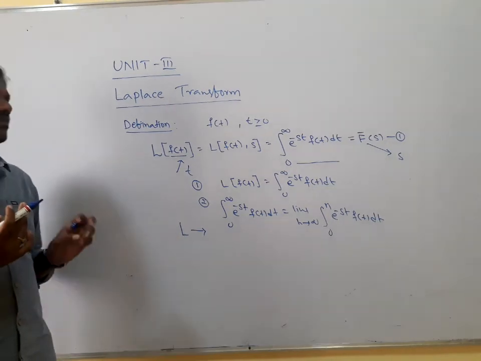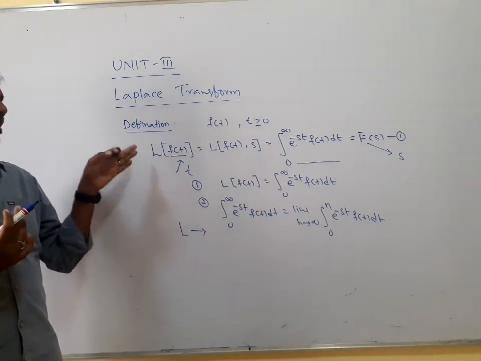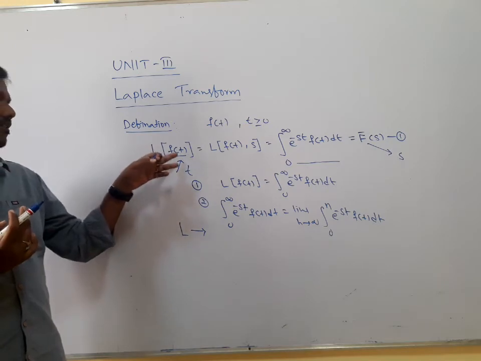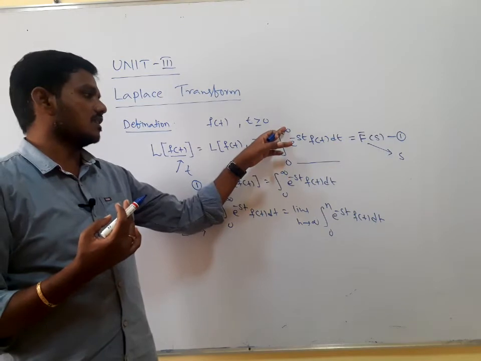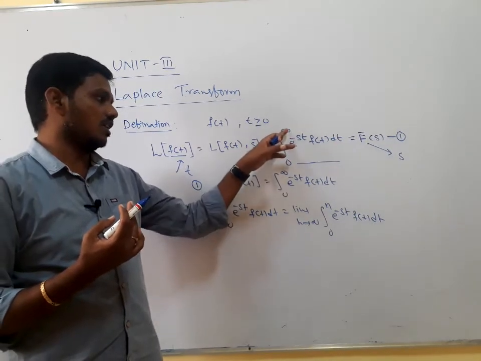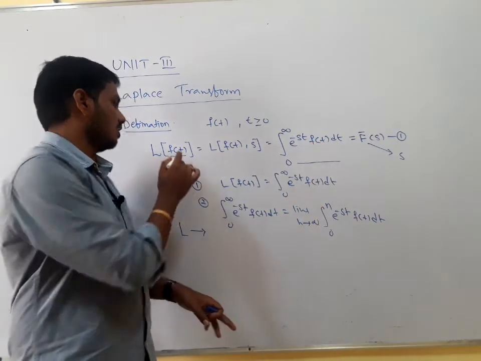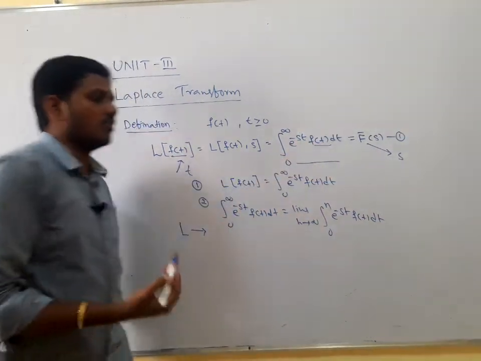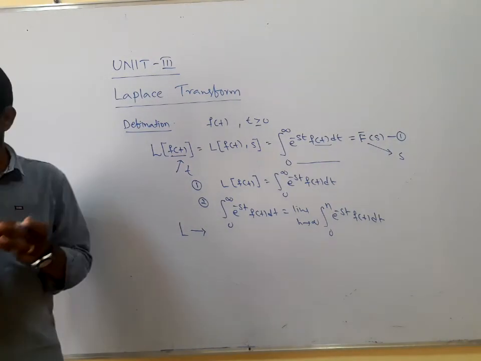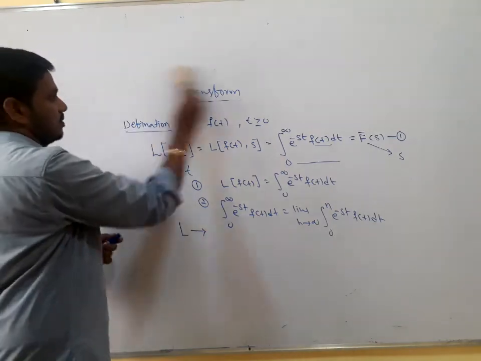This is the simple definition of the Laplace transformation. L of f of t is equal to the integral from 0 to infinity of e to the power of minus st f of t dt. Whatever the f of t you are taking, you write the same f of t here, along with e to the power of minus st. This is the definition. Now, the linear property of the Laplace transformation.